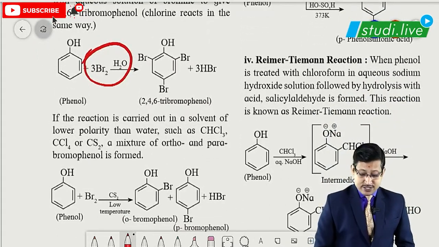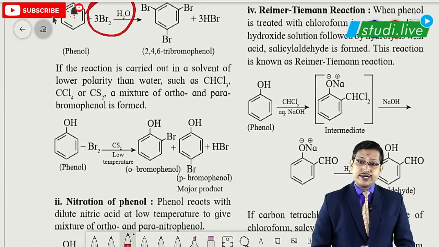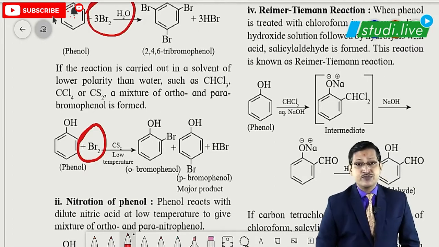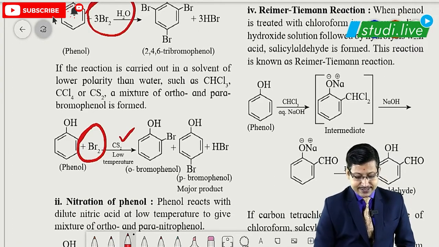The second reaction is with liquid bromine. When I say bromine liquid, it is in an organic solvent. So here it is bromine liquid. What is the organic solvent? CS2, carbon disulfide.